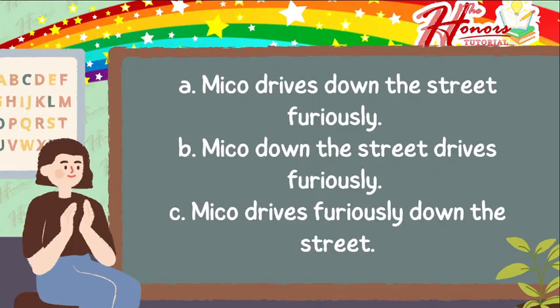Which among these sentences is in the correct order of adverbs? Is it A, Miko drives down the street furiously? B, Miko down the street drives furiously? And C, Miko drives furiously down the street? What do you think is the correct answer?